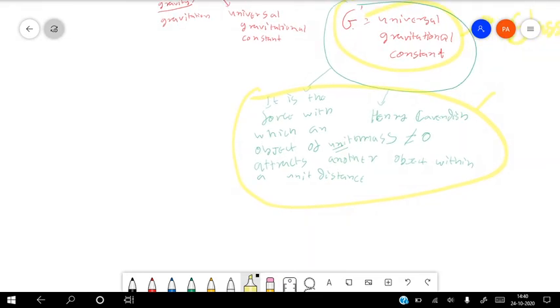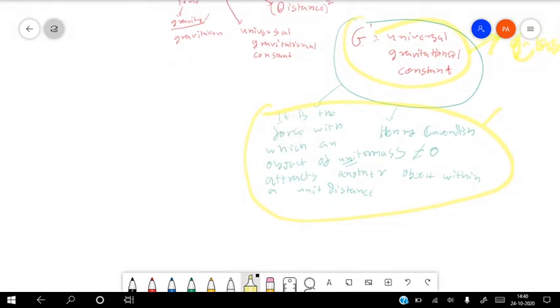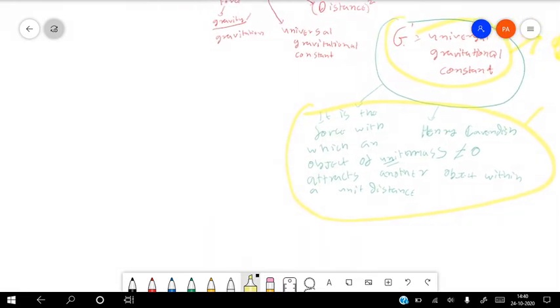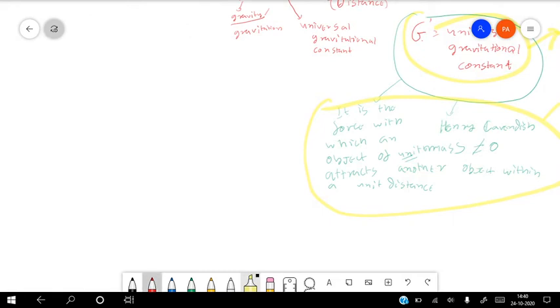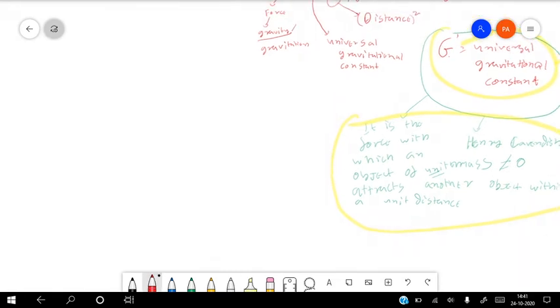So you may be thinking, how did Henry Cavendish measure the universal gravitational constant? Henry Cavendish used a torsion balance. Yes, so I'll draw a torsion balance for you.